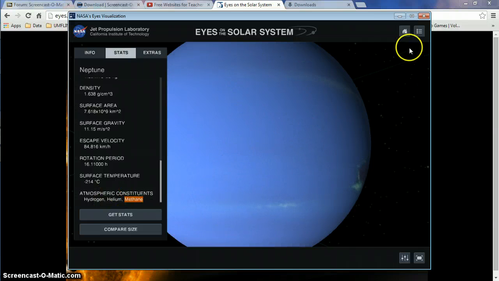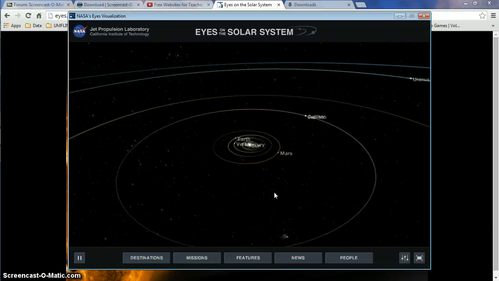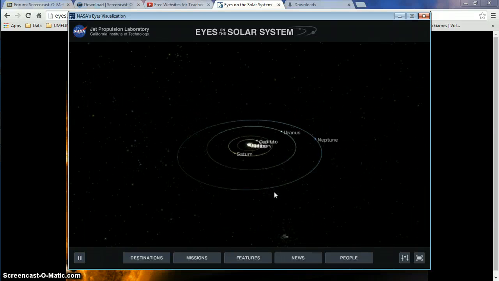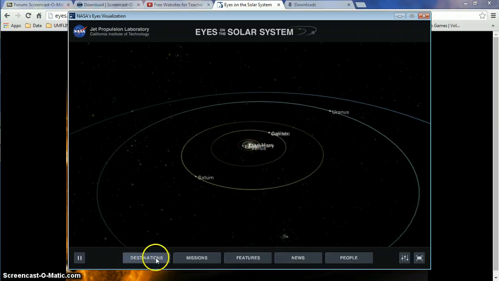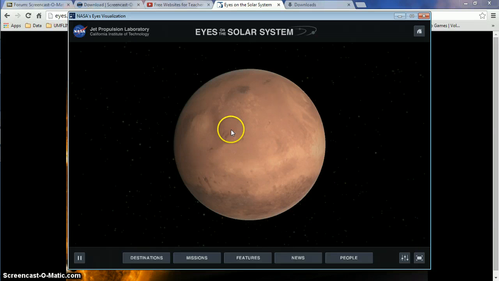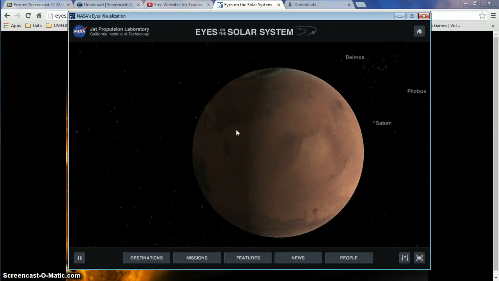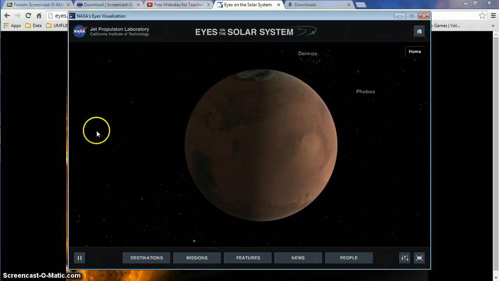So very interesting. Okay, so these are all of the planets that I would like you to do your research on, and from that I would like you to explore destinations, missions, features, news, people. Add whatever other side topic you would like, and if you have any questions, just write them down on a piece of paper and leave it in my mailbox, and like always, I get back to each and every one of those questions.